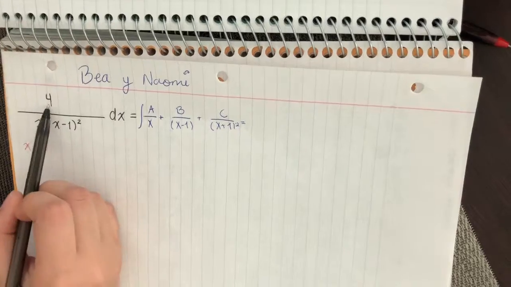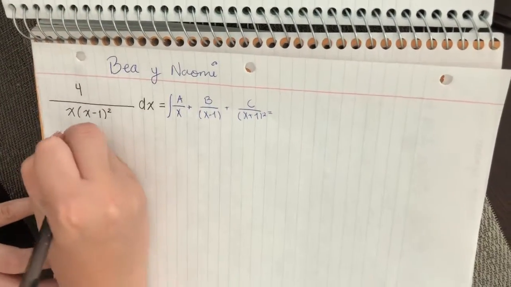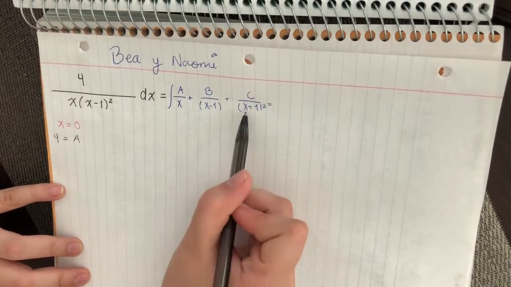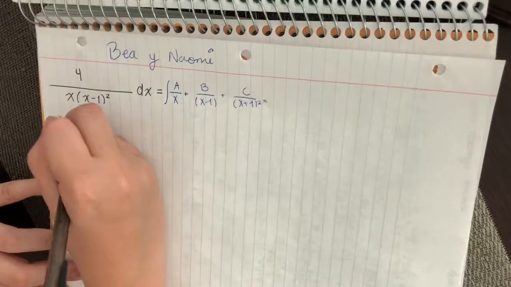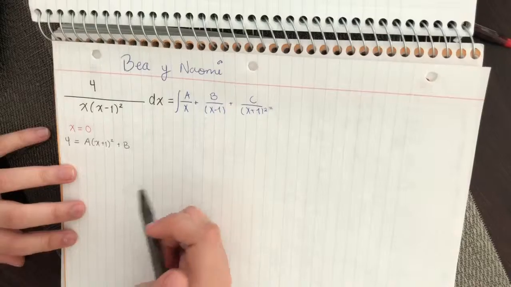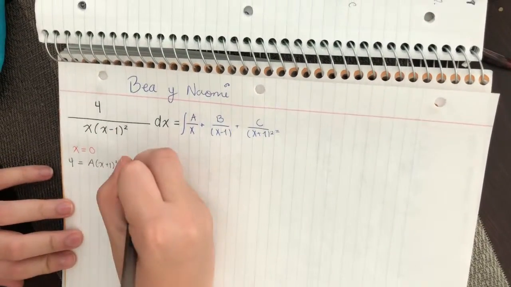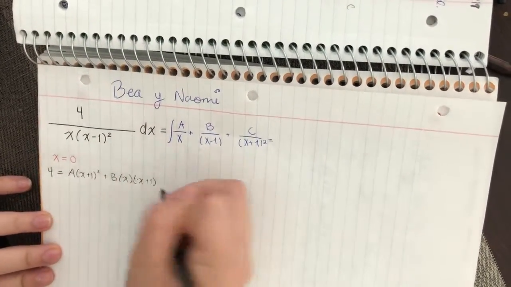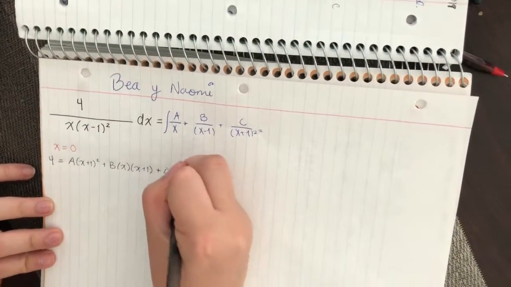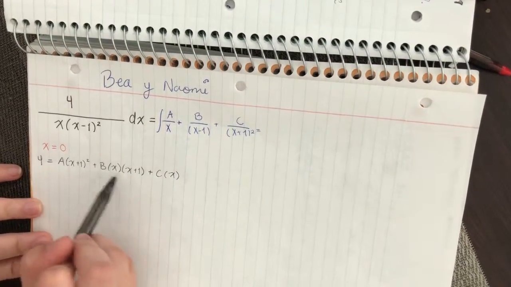We're going to start with the denominator equals this. 4 equals a, so a is missing x plus 1 squared. And b is missing 1x and 1x plus 1. And c is only missing x. Now we're going to substitute the 0 in all the x's.